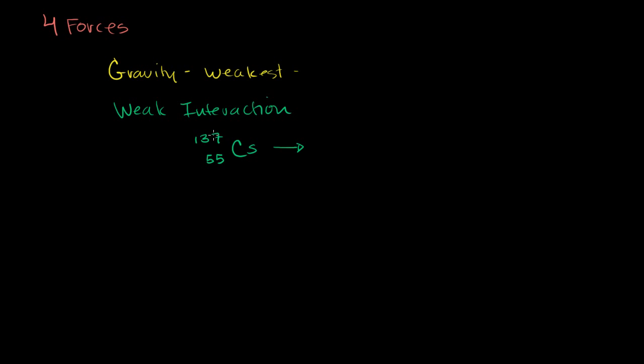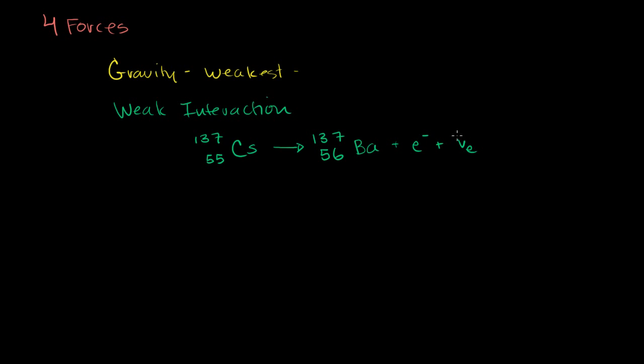So if one of these neutrons turns into a proton, then we're going to have one extra proton, but we're going to have the same number of nucleons. Instead of an extra neutron here, you now have an extra proton here. And so now this is a different atom. It is now barium. And in that flipping, it will actually emit an electron and an anti-electron neutrino.